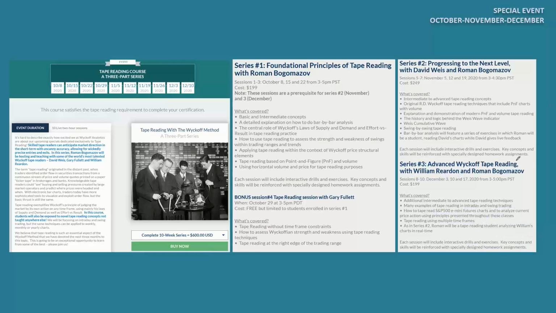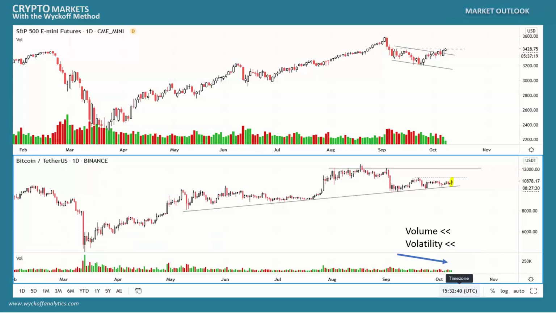So a very intense course on tape reading. You're going to immerse yourself in those concepts and develop the skills of observation and deduction. This is an essential skill. This is something that Wyckoff talked about as a necessity for your analysis. So very exciting. Go to wyckoffanalytics.com and sign up. I'm so excited. This is a great event.